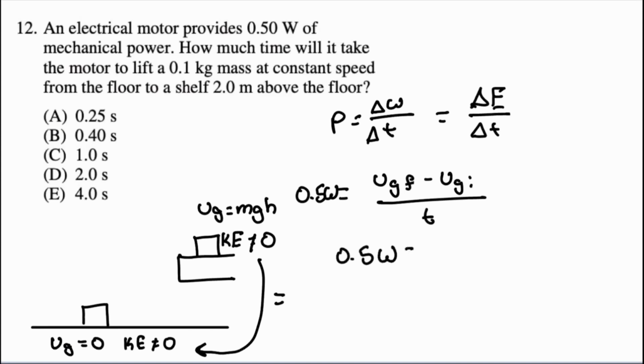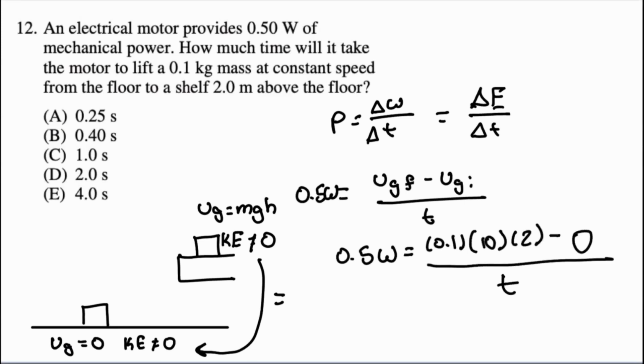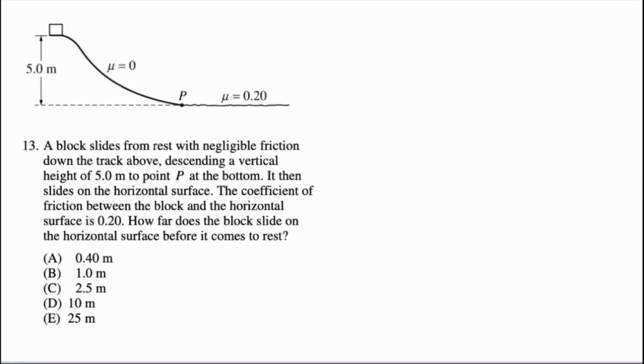So 0.5 watts is equal to, well, UG final is equal to mgh. Let's actually substitute the values in right now. 0.1, then g is just going to be 10. And then the height is said to be 2. And then we already established that UGI, the initial potential energy, is just 0, all over a time that we're trying to find. And so we get that 0.5 watts is equal to 2 over some time t, where t is equal to 4. That's what makes the equation true. So our answer is choice E.